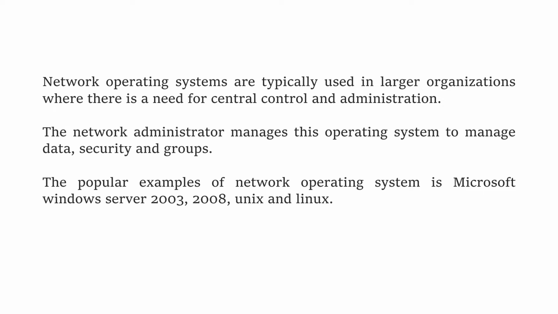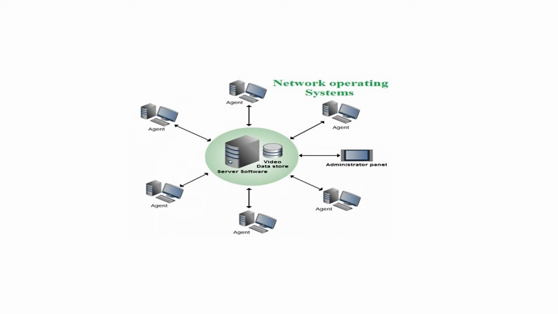Network operating systems are typically used in large organizations where there is a need for central control and administration. The network administrator manages this OS to manage data security and groups. The examples of network OS are Windows Server, Unix, and Linux. This is the architecture, or we can say the diagram, for network operating systems, where we have the server, the clients, and an administrator.